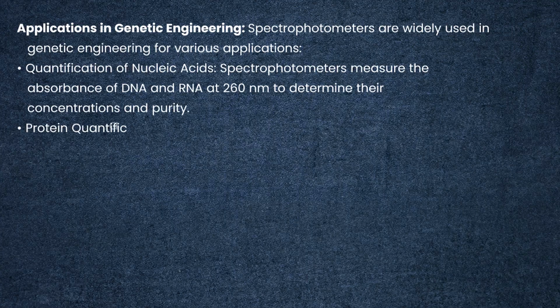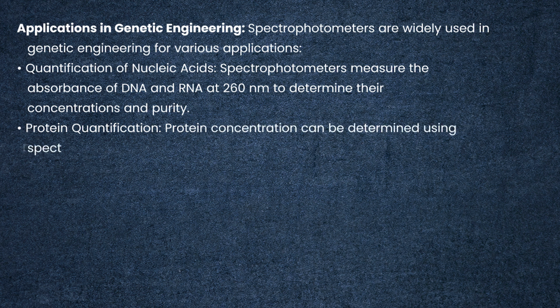Protein concentration can be determined using spectrophotometric methods, often measuring absorbance at 280 nanometers if you are not using any color producing dyes or color producing chemicals along with the proteins. In that case, we measure the absorbance in the visible range.